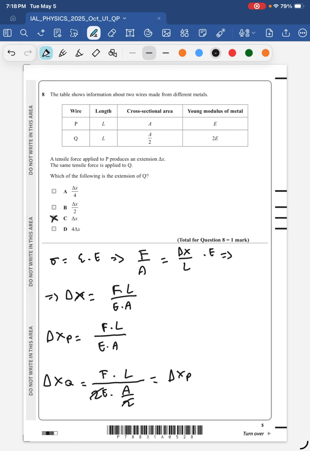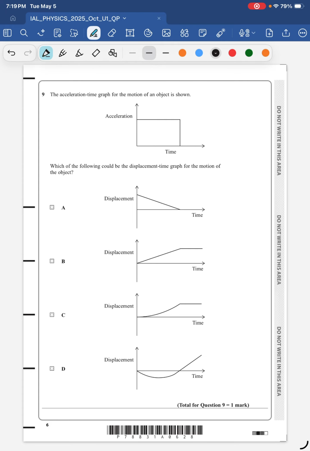Now let's move on to question number 9. The acceleration time graph for the motion of an object is shown. Which of the following could be the displacement time graph for the motion of the object?